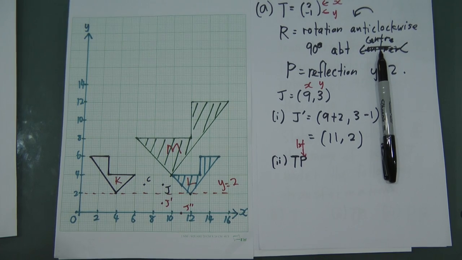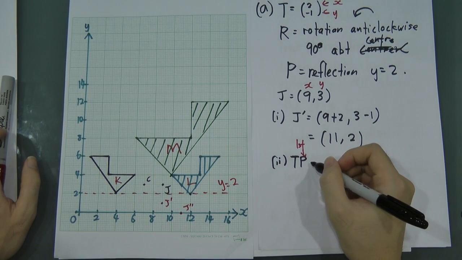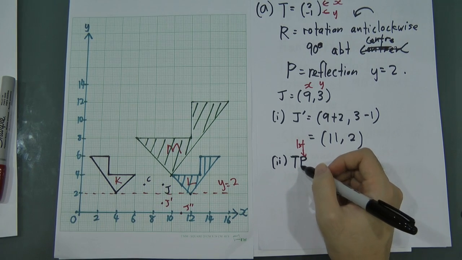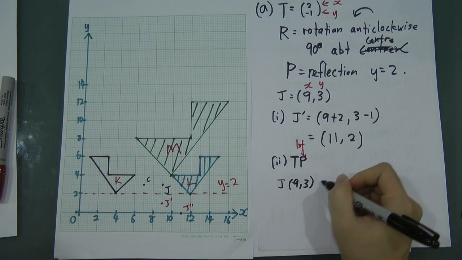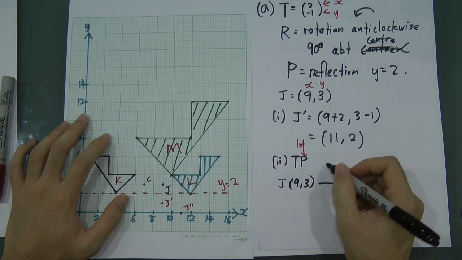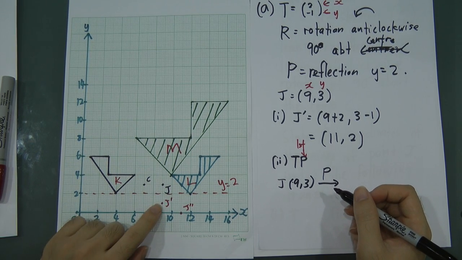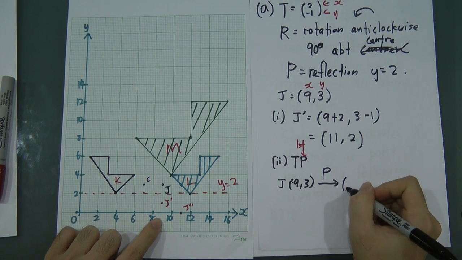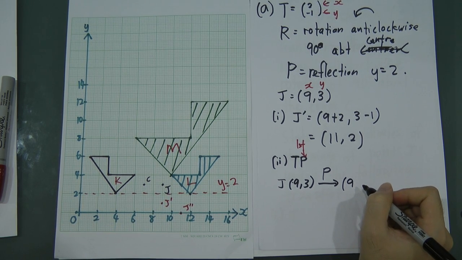Of course, you can write it the other way, like this. If for this one you want to do combined transformation TP, J is equal to (9, 3). So it performed P first. What is the coordinate after reflection? It gives you the coordinates (9, 1). So it goes to (9, 1).